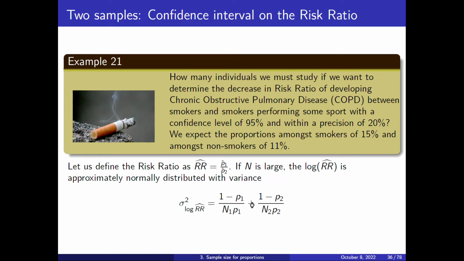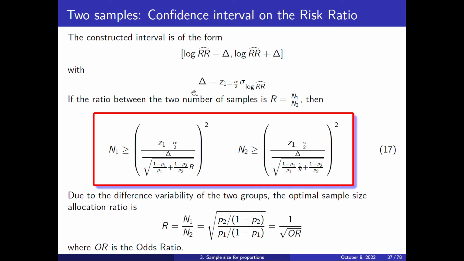So now we will construct a confidence interval that is log of this minus delta, log of this plus delta. And we want this delta to be, because it follows a Gaussian, this one. And again, we can construct a confidence interval. We know everything now, so we can solve for n, and we can also allow for different group sizes if one of the groups is more difficult to obtain than the other one. And the formula that we have is similar to what we had before.